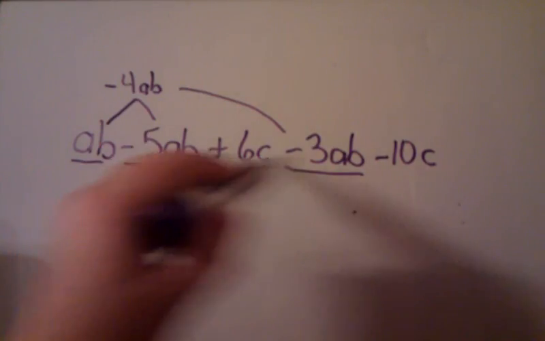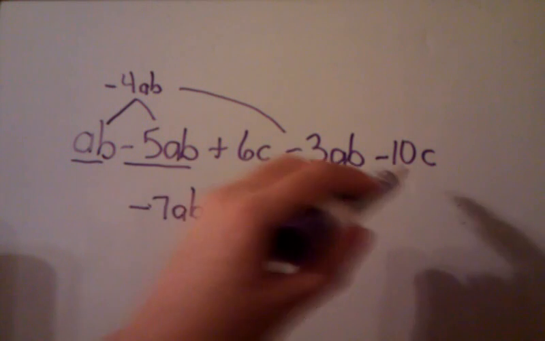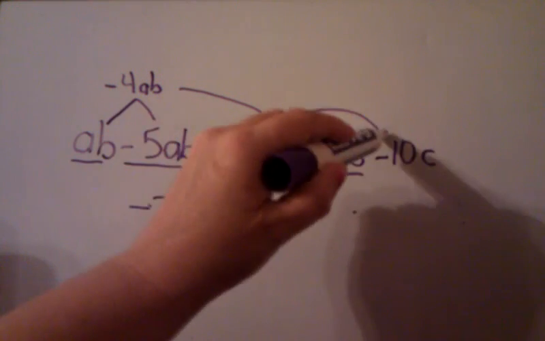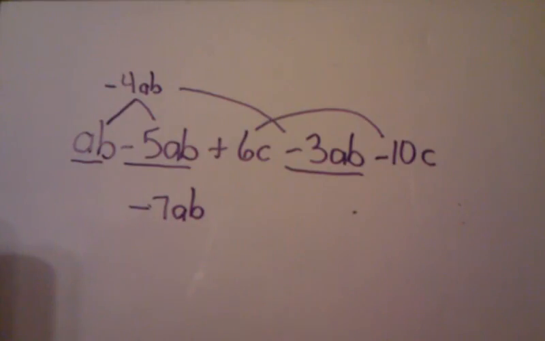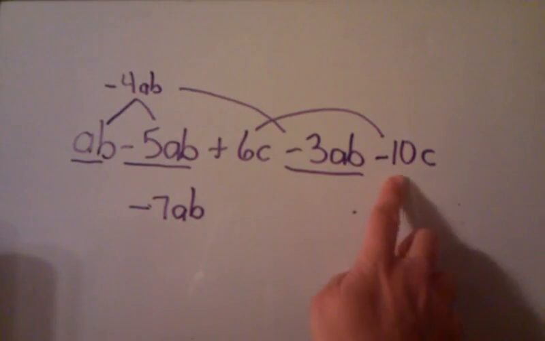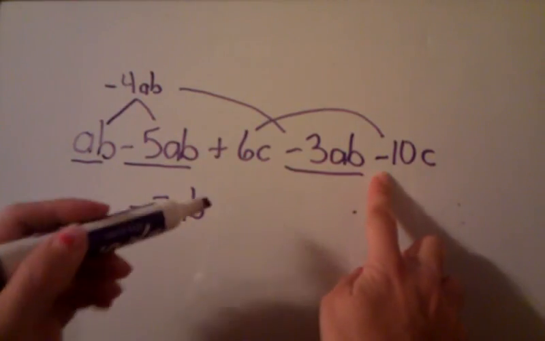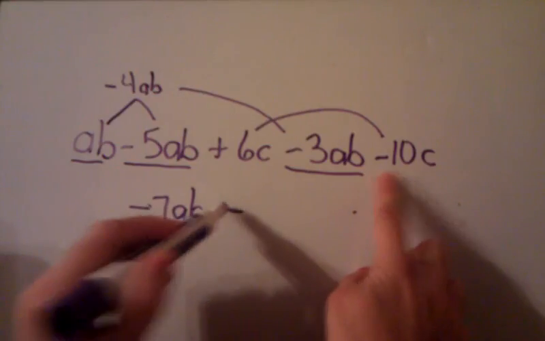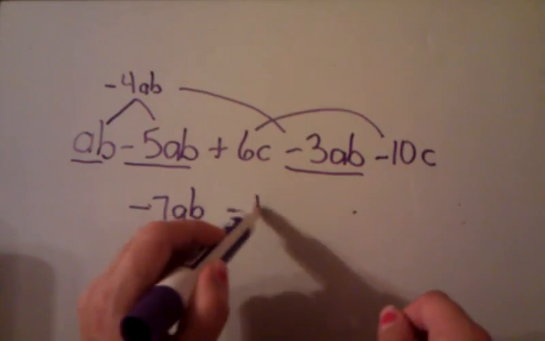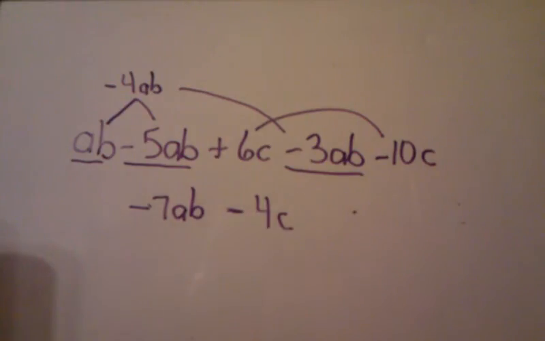Okay. Now these two are like terms. They both end in C. So I have 6 minus 10. My signs are different, so I look at my larger number. It's negative, so my answer is going to be negative. 10 minus 6 is 4. C, which would be the third choice.